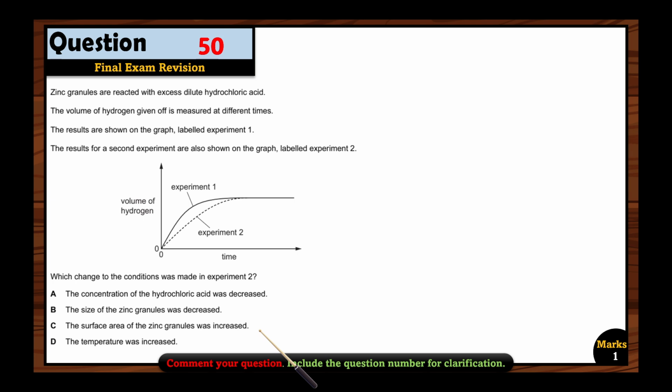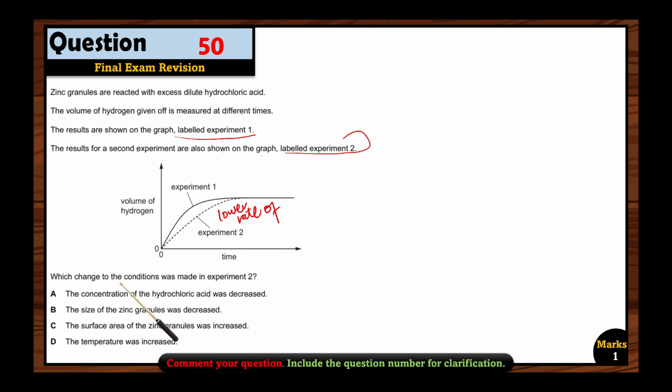Question number 50. Zinc granules are reacted with excess dilute HCl. The volume of hydrogen given off is measured at different times. The results are shown on the graph labeled experiment 1. The result for a second experiment is also shown on the graph labeled experiment 2. So experiment 2 has a lower rate of reaction, right? And the experiment 1 speed is higher, right? So the rate of reaction is increased in experiment 1. In experiment 2, it is reduced.